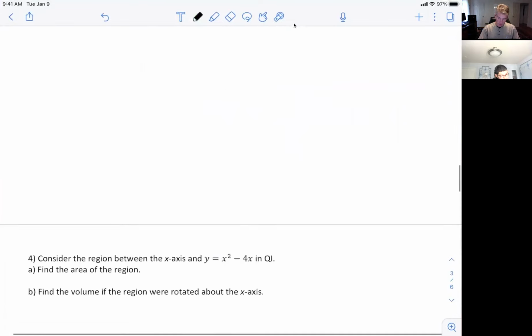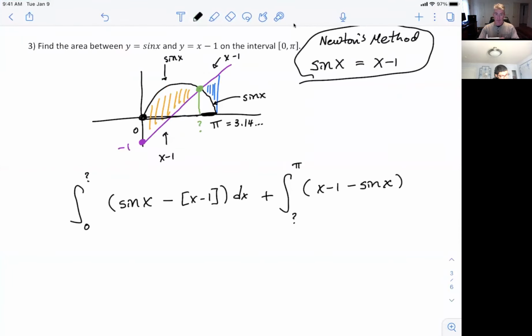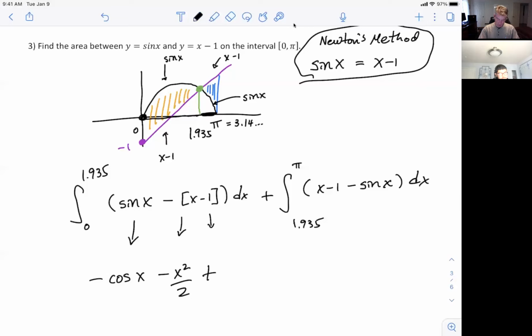Okay, then go back to the integration that we were doing and replace the question mark with 1.935. So on this first one, the antiderivative of sine is negative cosine. And the antiderivative of this negative x will be negative x squared over 2. And then this last number is a +1, so that'll be plus x. Evaluated from 0 to 1.935.